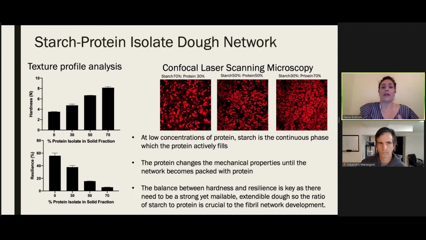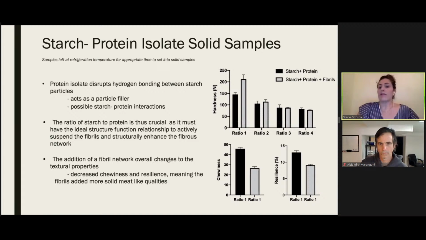And so when we look at how that supporting network is able to interact with the addition of the fibers, we see some unique results. As I mentioned previously, the protein disrupts the starch and allows it to be more extendable and get in between those fibers. And so having the proper ratio of that starch and protein is pretty essential, as ratios 2, 3, and 4, the black bars here, are just the starch and the protein, with the gray bars being the addition of the fibrils. And so we see that there's not too much difference.